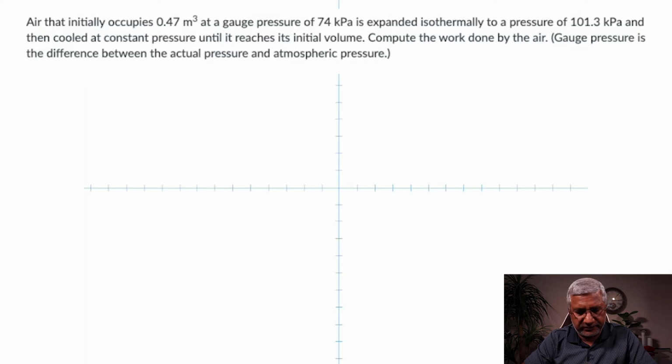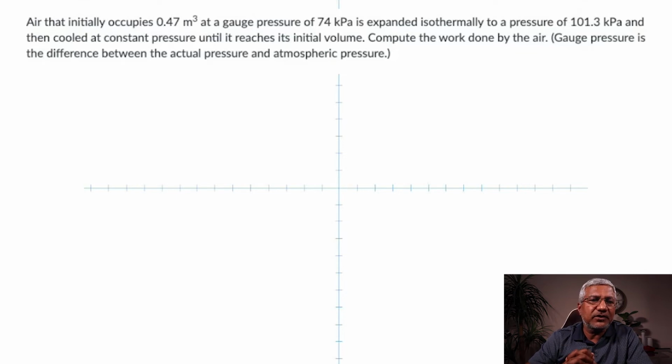Compute the work done. Oh, they've even given you a hint. So there are two things that happen here. Two processes. Number one, it's expanding isothermally. Number two, it's cooled at constant pressure. Do you know how to find the work during an isobaric process, like a constant pressure process?